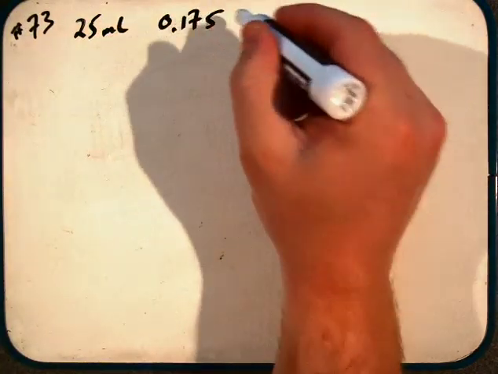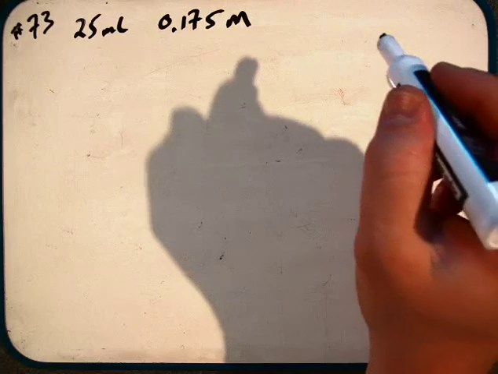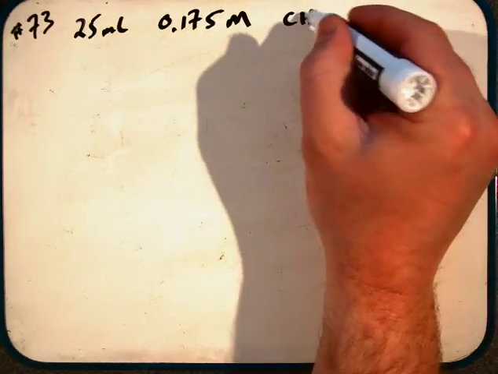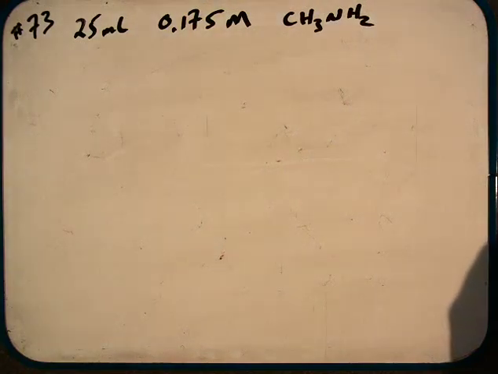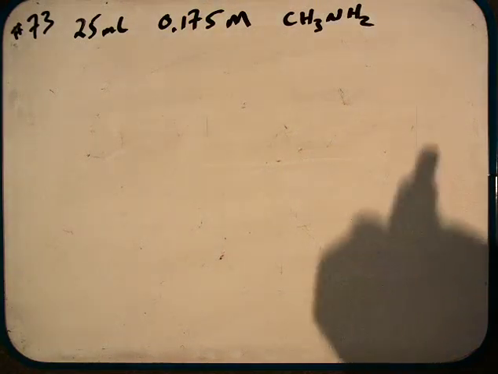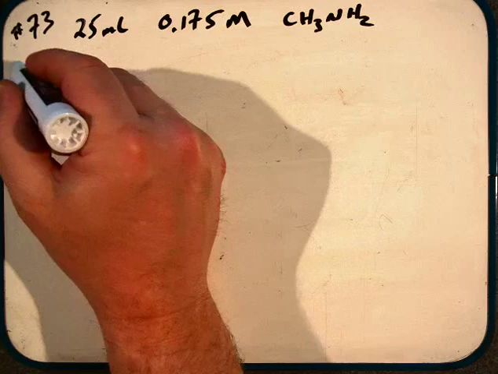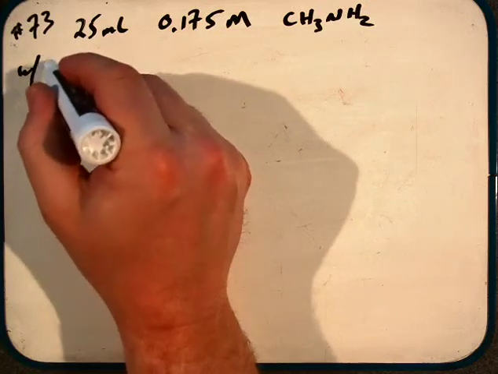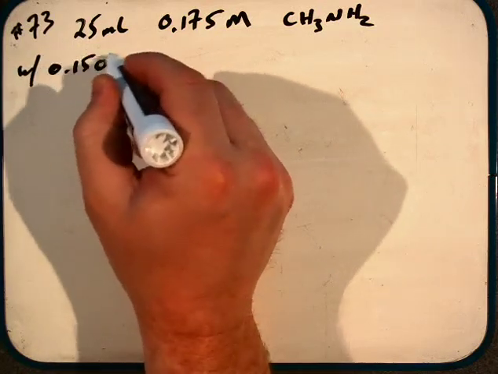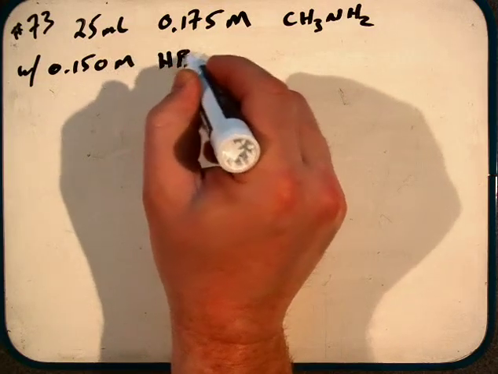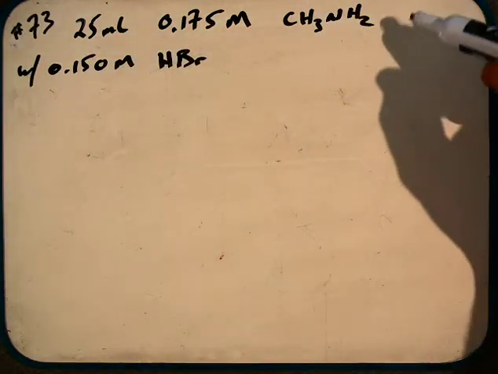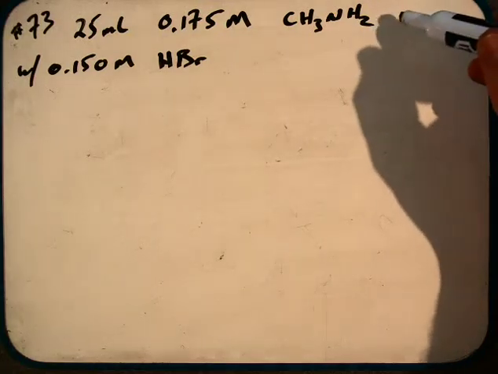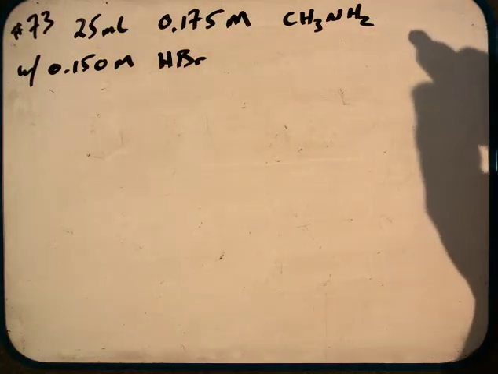that is 0.17 molar in methylamine, and we are titrating that with 0.150 molar HBr. So we are titrating a weak base with a strong acid.